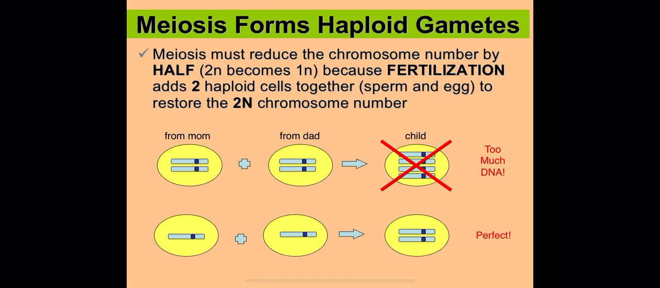Last slide. Again, it's just showing you information from mom plus information from dad. If it wasn't haploid, if you tried to take diploid cells made through mitosis and put them together through sexual reproduction, you would get a child with too much genetic information. But if you use meiosis to create a haploid cell, which is your sperm and your egg, and you add those together, you're able to create an offspring that has the perfect amount of DNA.